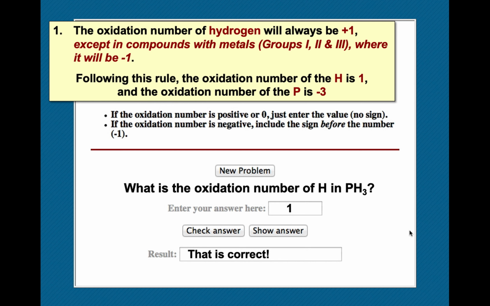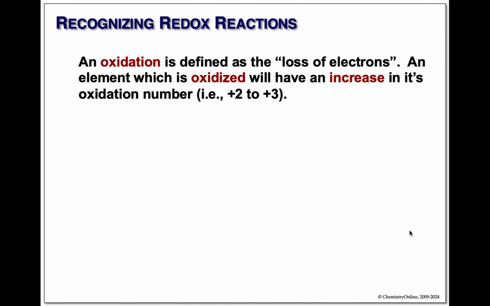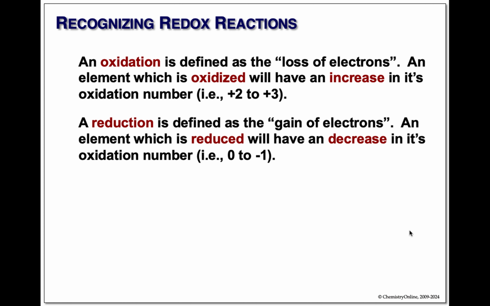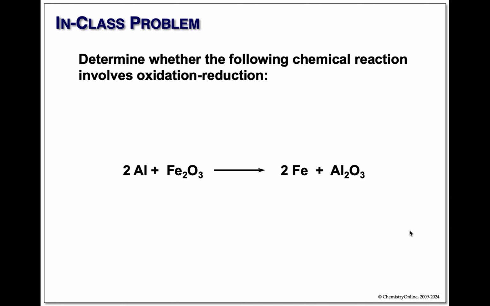All right, how do we recognize a redox reaction? Again, oxidation, loss of electrons. Remember that. Reduction is gain of electrons, but you only have to remember one of them. Let's look at a simple reaction here. We have aluminum metal reacting with iron trioxide to give metallic iron and aluminum oxide. An element and a compound, element and a compound, single replacement, right?